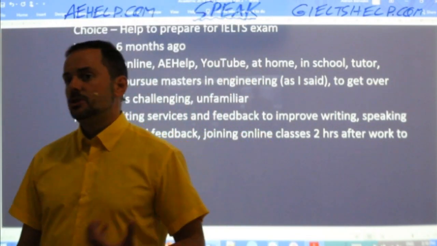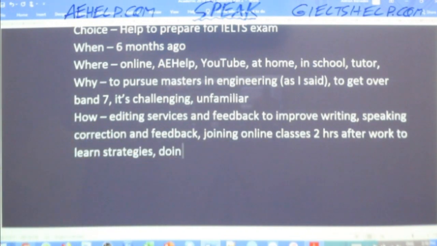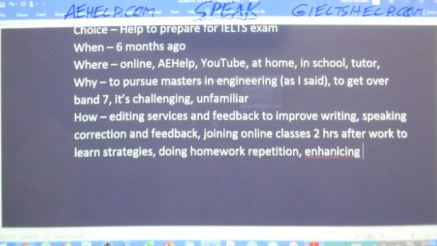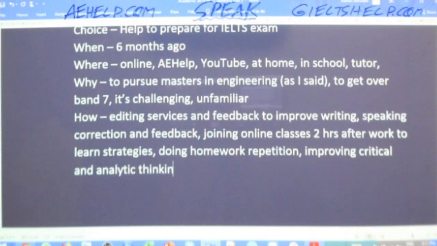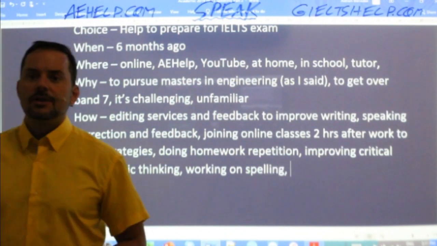So Zainab says doing homework, doing repetition. Enhancing, or actually better to say improving critical and analytic thinking. Working on spelling. So there's lots here that you can do, right? If you think about it in detail.